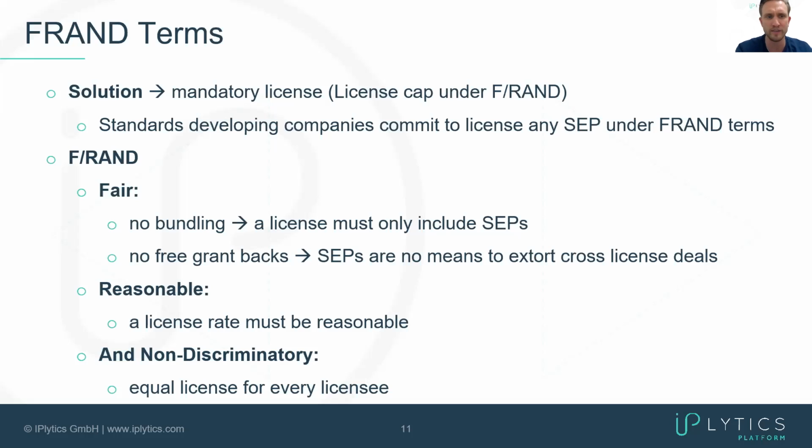And last but not least, the final part is the non-discriminatory term, meaning you have to treat all licensees equally. So even though Samsung and Apple might be competitors, Samsung has to offer the same license to Apple as they would, for example, offer to their suppliers, right? They cannot make a difference here. So it has to be the same. And that's really what FRAND stands for.